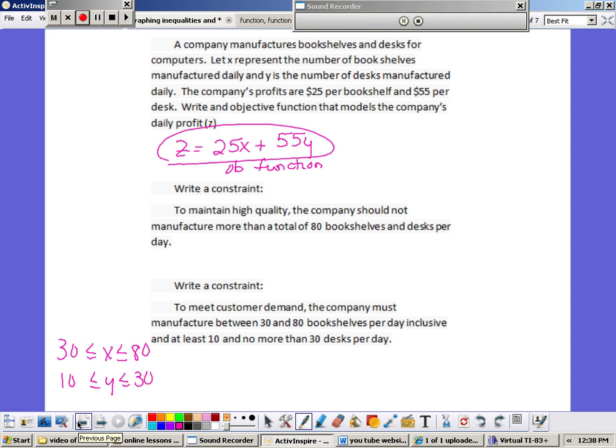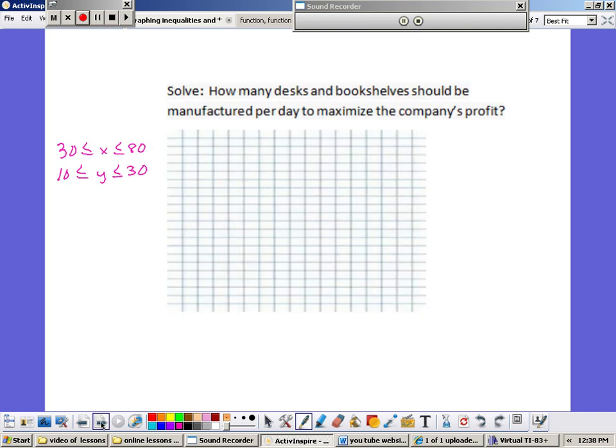Oh, we missed one up here. To maintain high quality, the company should not manufacture more than a total of 80 shelves and bookshelves a day. So X plus Y has to be less than or equal to 80. Now, because I have these constraints on how many the smallest and the largest bookshelves amount can be, I don't have to put X has to be greater than or equal to 0 or Y has to be greater than or equal to 0. So these are the three constraints I'm using. Y is less than or equal to negative X plus 80.